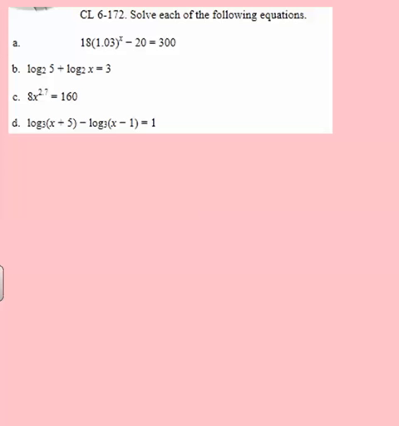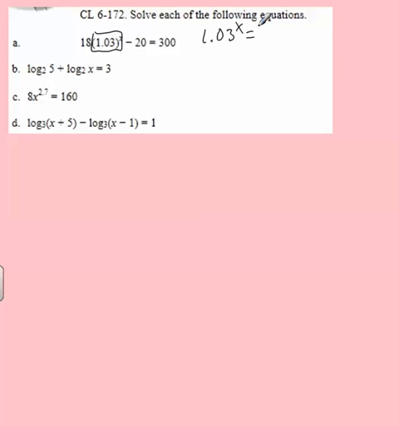Okay, some log problems. First thing we want to do is get the exponent by itself. So let's add 20 to both sides and divide by 18. So that'll leave us with 1.03 to the power of x is equal to 320 divided by 18.